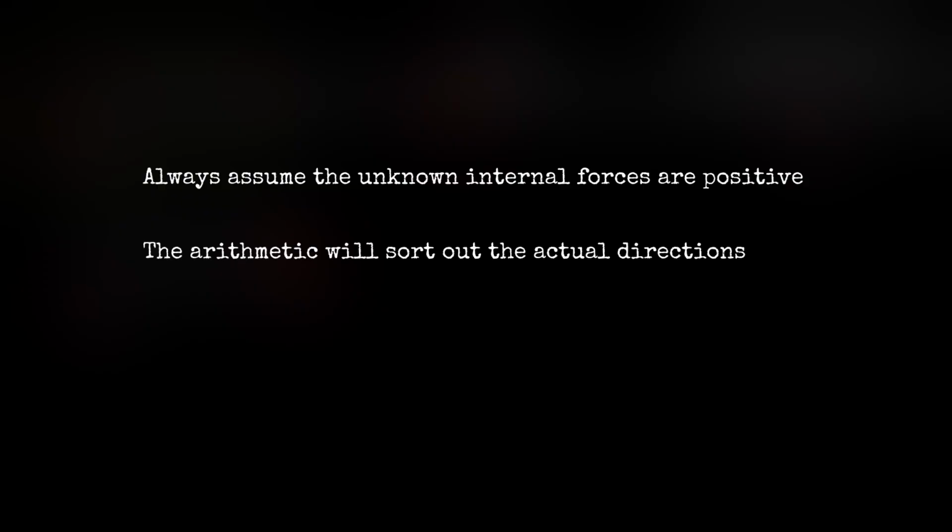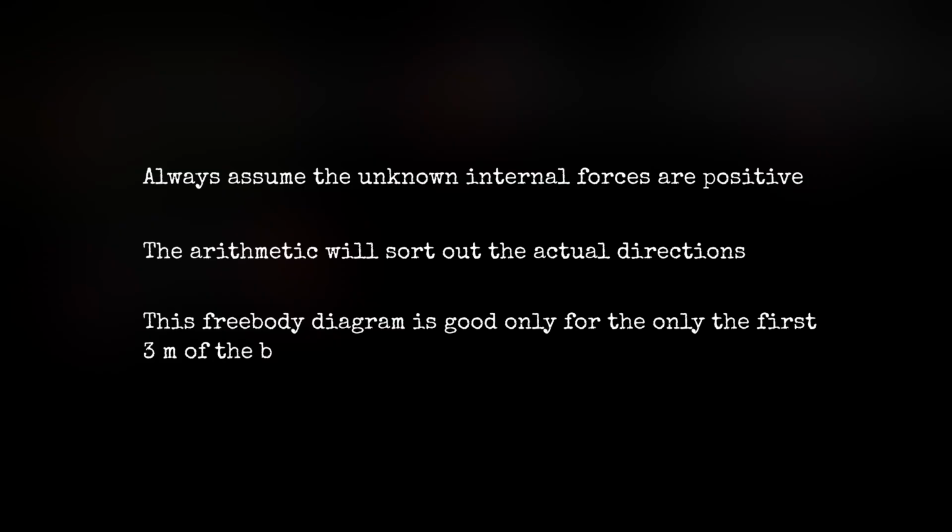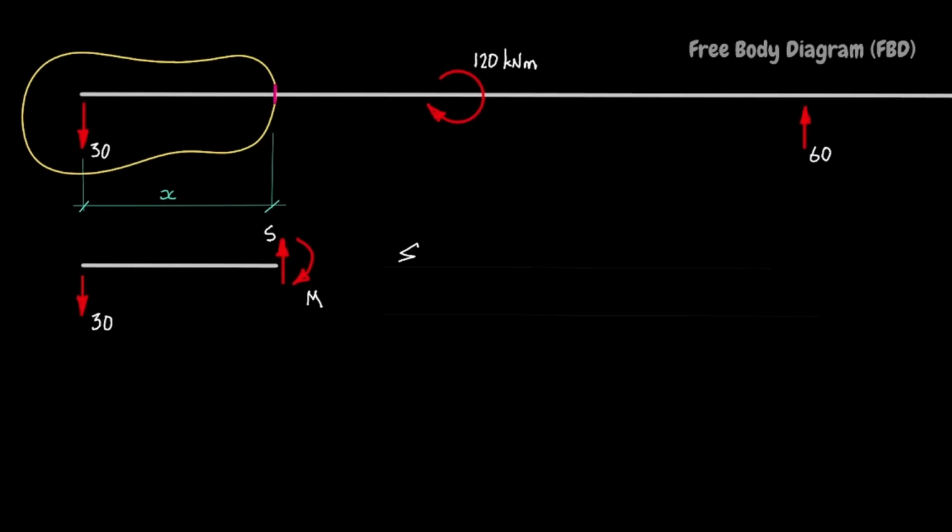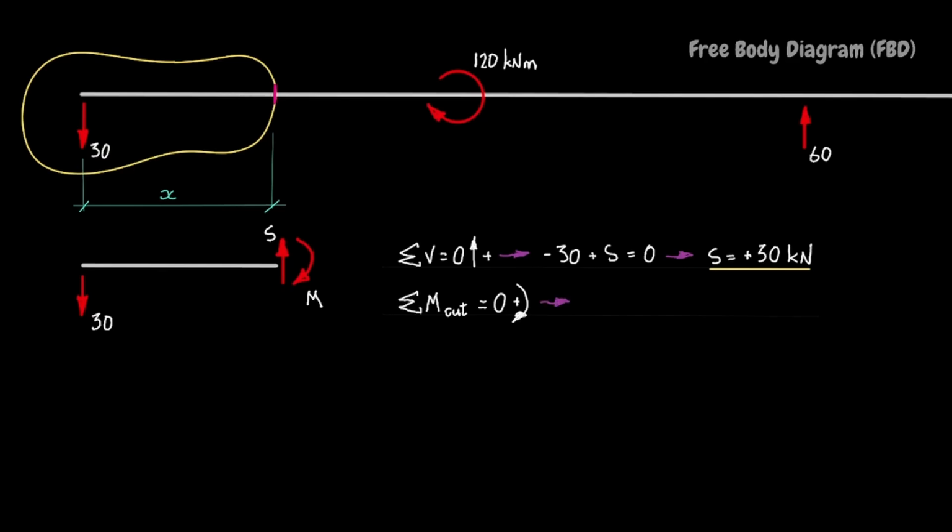Note also that this free body diagram is good for only the first 3 meters of the beam, because if x is greater than 3 meters, a different free body diagram is required, a diagram that includes the applied moment at B. Summing vertical forces shows that the shear at X is plus 30 kilonewtons. Taking moments about the cut shows the unknown bending moment is plus 30x kilonewton meters.